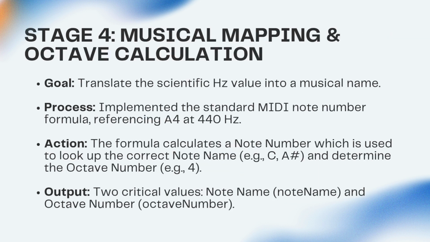Stage 4: Musical mapping and octave calculation. Stage 4 is where we achieve the core value of the project, translating the scientific Hertz value into a usable musical name. As discussed earlier, we do this by implementing the standard MIDI note number formula, anchored by A4 equal to 440 Hz. The formula takes the peak frequency we just found and calculates a precise note number, an integer between 0 and 127. We then use a simple lookup table based on that number to identify two things: the correct note name and the corresponding octave number.